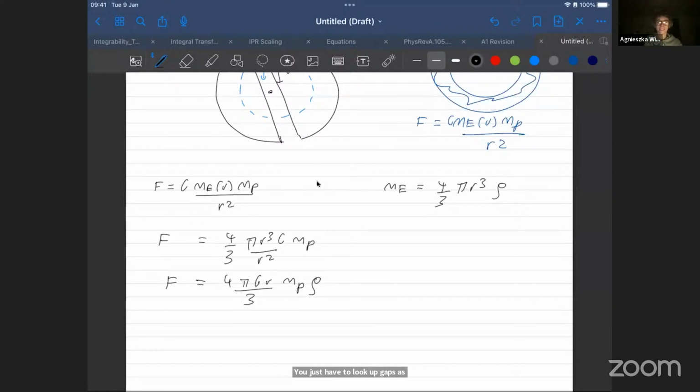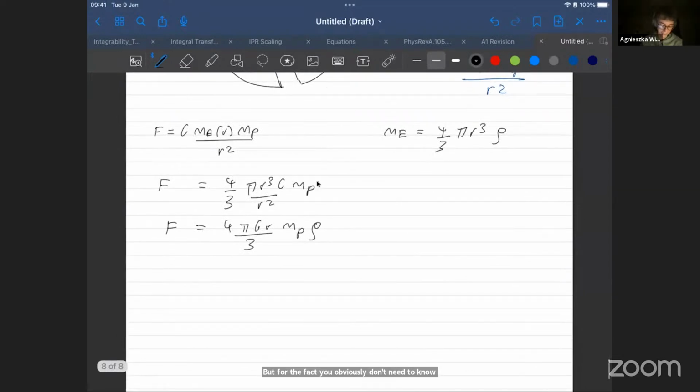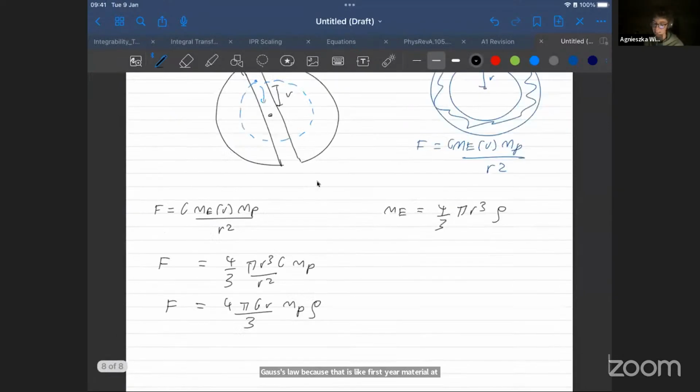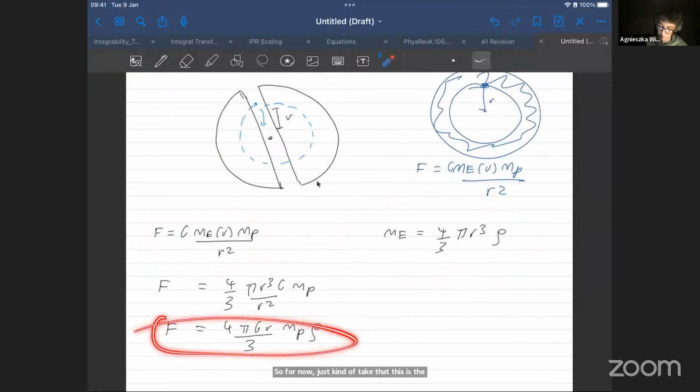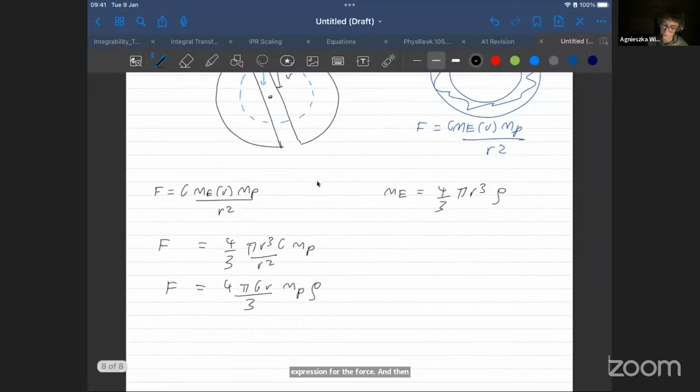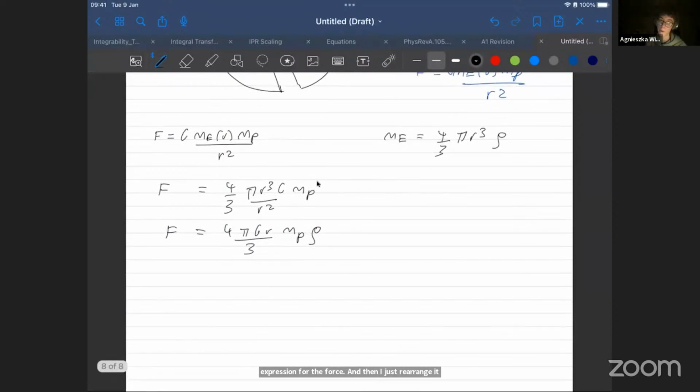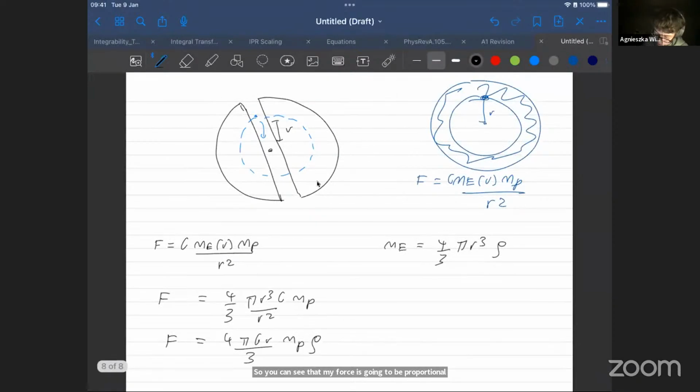But you obviously don't need to know Gauss's law because that is first year material at Oxford. So for now, just take that this is the expression for the force, and then I just rearrange it to be the expression of the force. So you can see that my force is going to be proportional to the distance that I am from the center. So this is equal to r as I defined it.